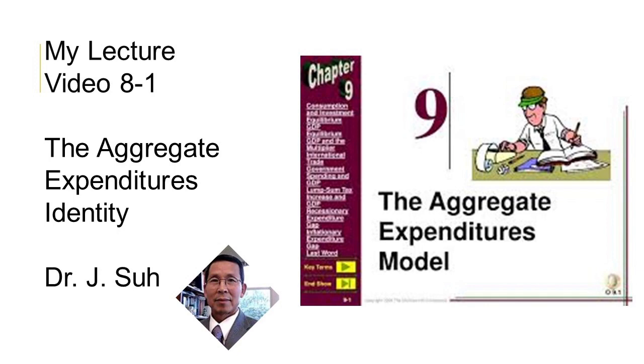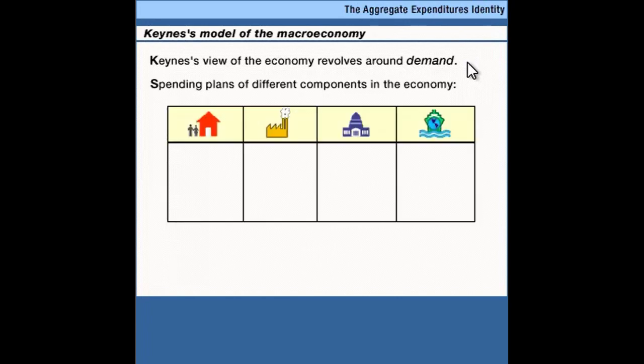In Keynes's model of the macroeconomy, everything revolves around demand, and demand means spending. So the first task in building a Keynesian model of the macroeconomy is to carefully describe the spending plans of the different sectors of the economy. So let's begin by listing the sectors of the economy and looking at how to describe their spending plans. There are households, there are businesses, there is the government, and there are foreigners. And each of these sectors has its own spending plans.